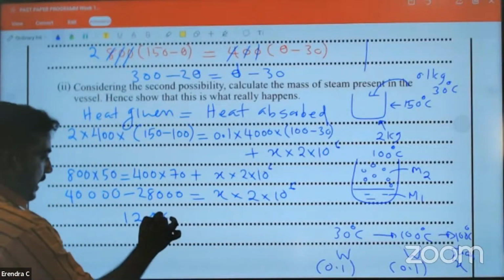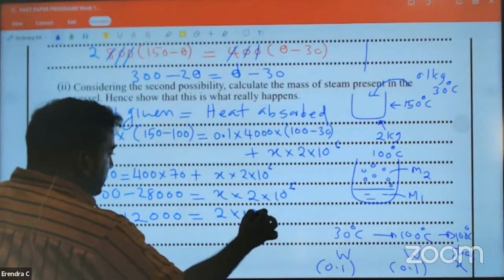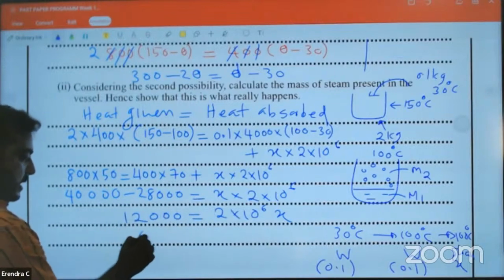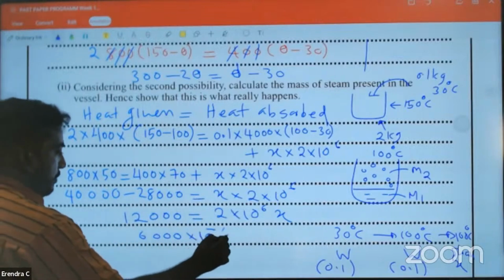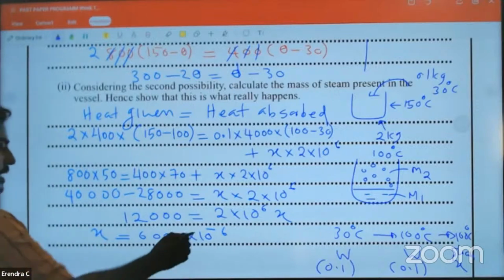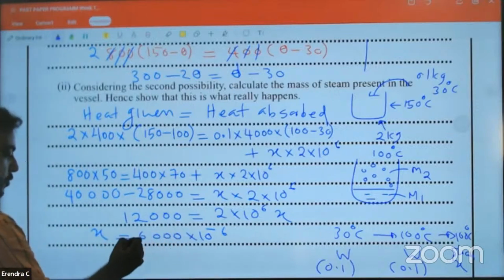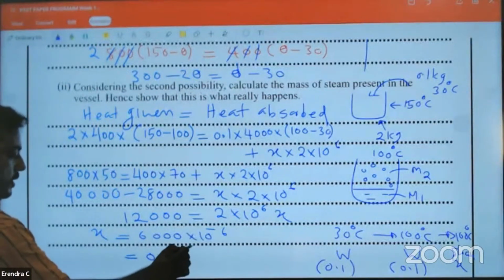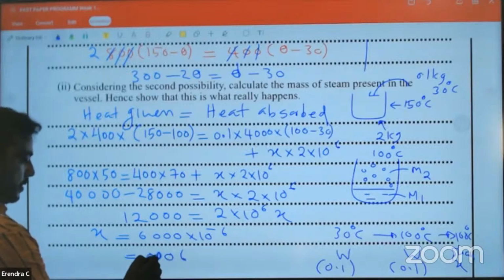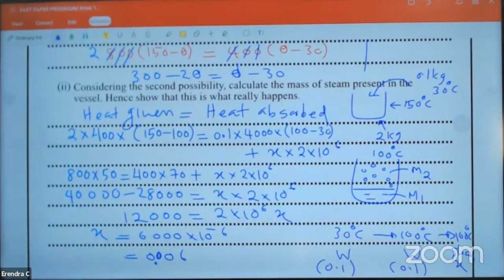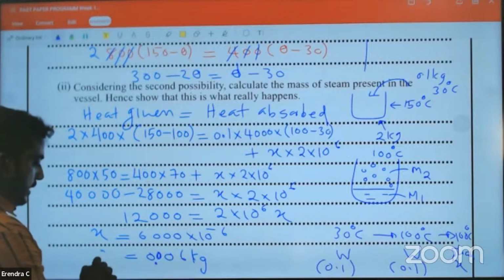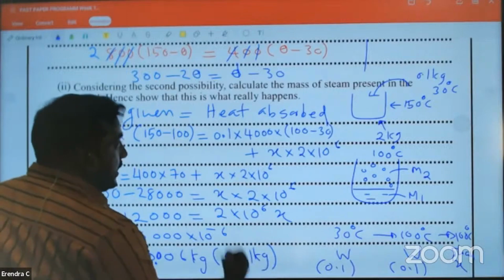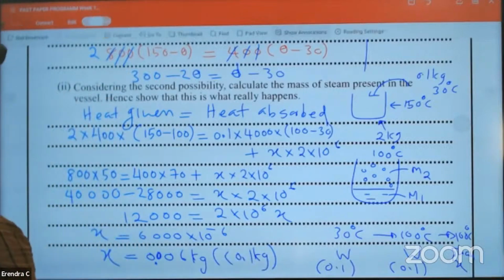Here 12,000 equals 2 times 10 to the power 6 times X. Here 2 times 6,000, 6,000 times 10 to the power minus 6 X. Be careful: minus 6 means 1, 2, 3, 4, 5, 6, so 0.006 kilogram. That's okay, no? Less than 0.1 kilogram. Second method is possible.